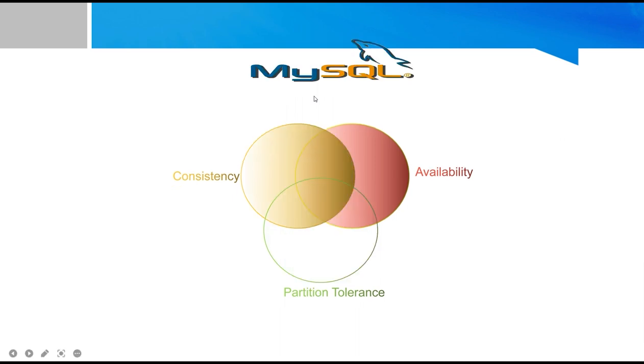And the next one is MySQL, which is different from the other two. Since we know that MySQL is a kind of master-slave architecture, the overall database is deposited at one location only. So partition tolerance is not there, and it strictly follows two things: consistency and availability. To ensure availability, it can also have some kind of replica mechanism.